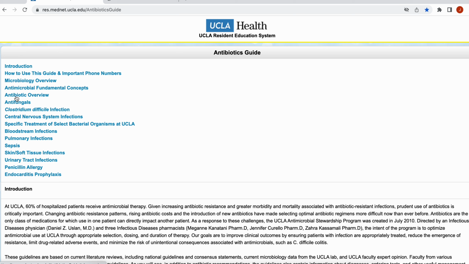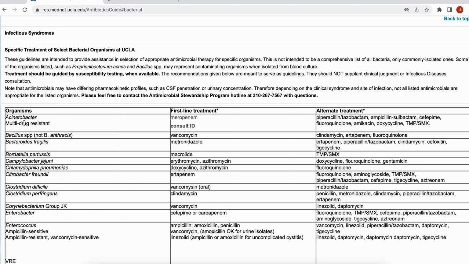So let's see what they say. They have this whole website about the antibiotics guide, and you can see how important this is for any hospital program. Now, the part that is important for us is you have to go to antibiotic overview and specific treatment of select bacterial organisms at UCLA. That will be their antibiogram.